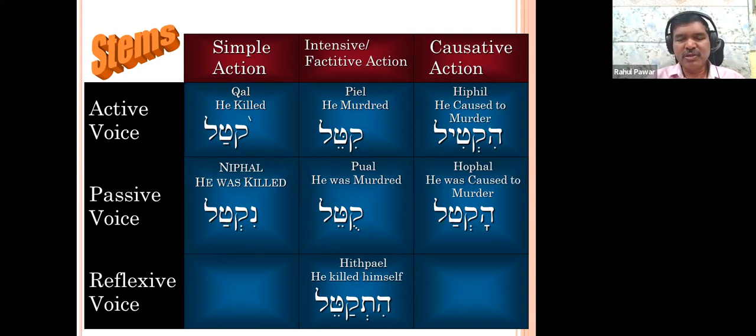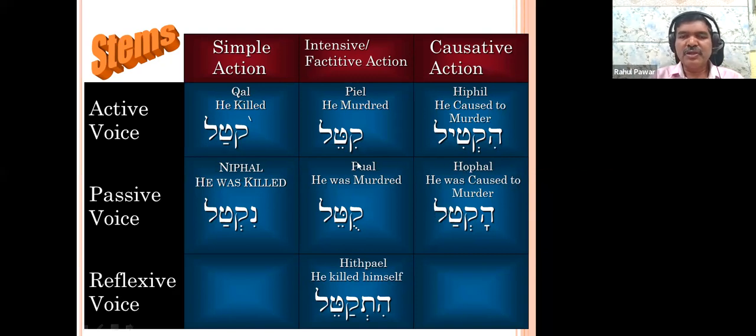In causative action, we see that, for example, I make this mobile fall, or I make this pen fall. Someone is causing this action to be done. Therefore, it is a causative action. Hiphil is an active voice, whereas Hophal is a passive voice.